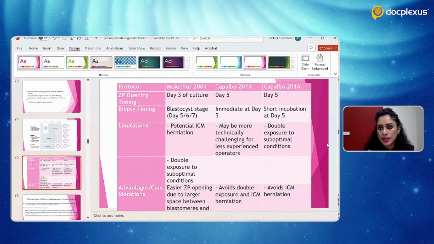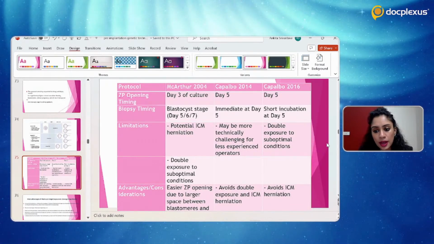Improvisation was done with the same technique by Capelbro. There was a short incubation at day 5. Double exposure to suboptimal conditions was a limitation, but it did avoid the inner cell mass herniation.